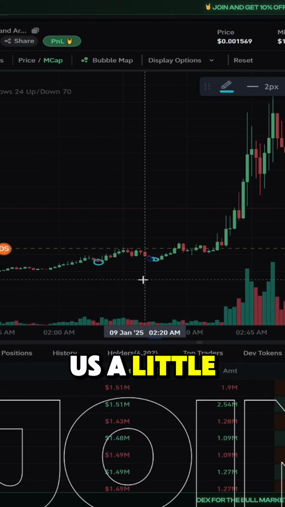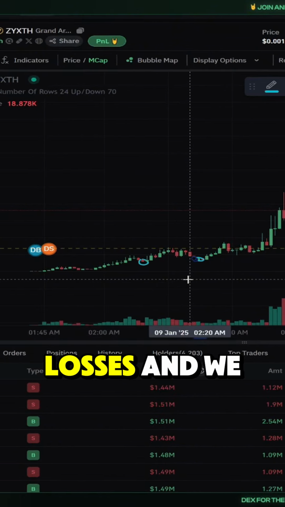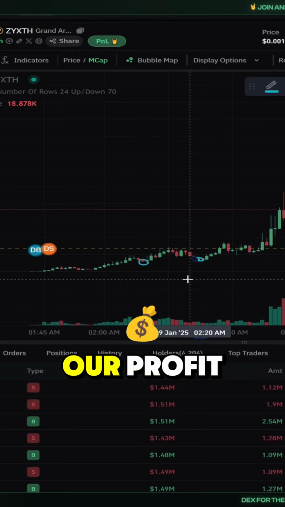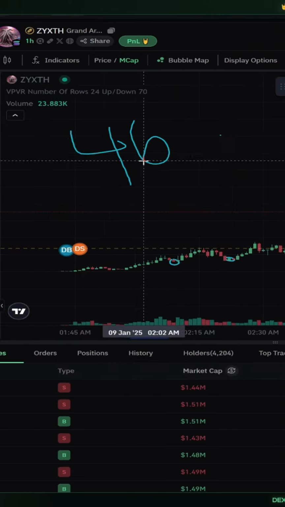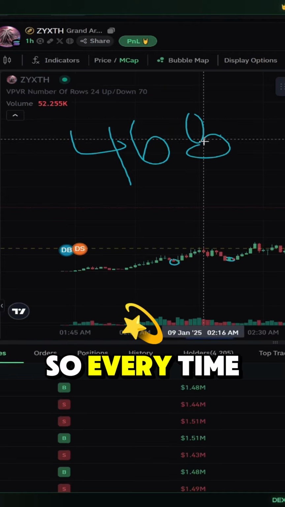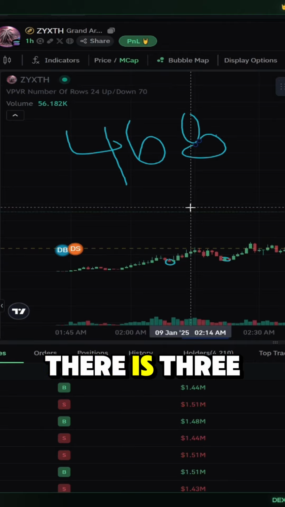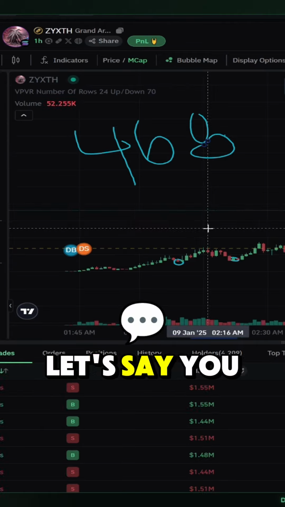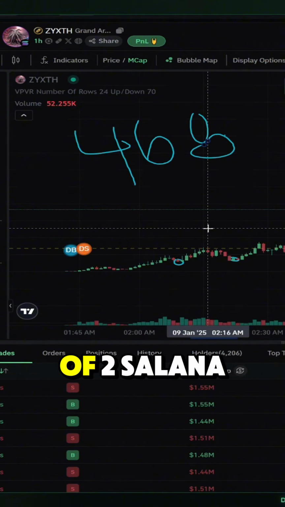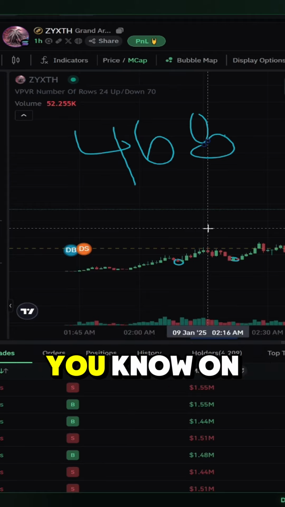So that gave us a little bit of kind of entry points to make sure we minimize our losses and we maximize our profit. So what exactly are we doing, and what is this rule called? 468. So every time a chart goes up, every time a chart goes down, there are three different stages that a chart usually tends to dip on. Let's say you have a total of 2 Solana, and you're going to be working your trade on any coin, right?